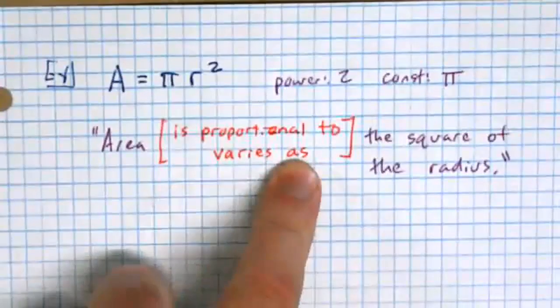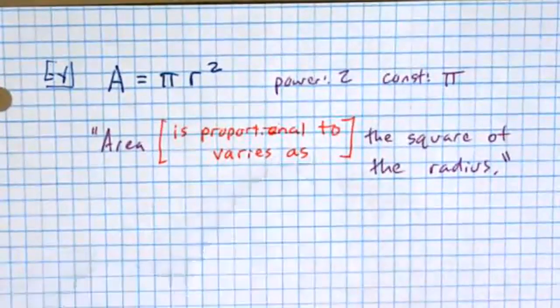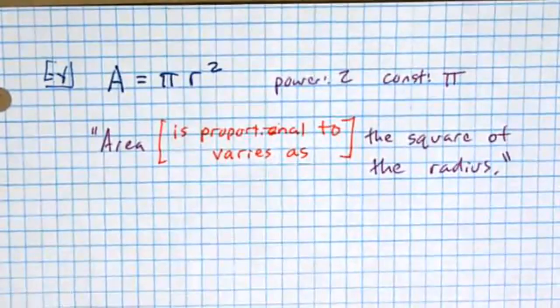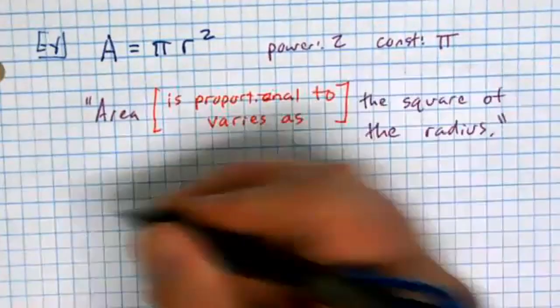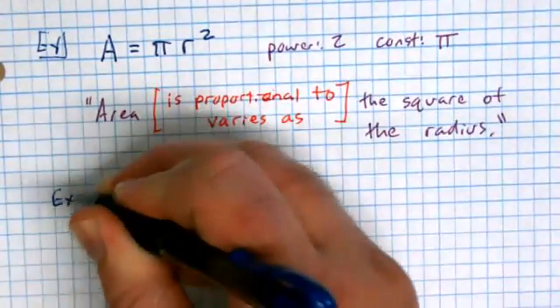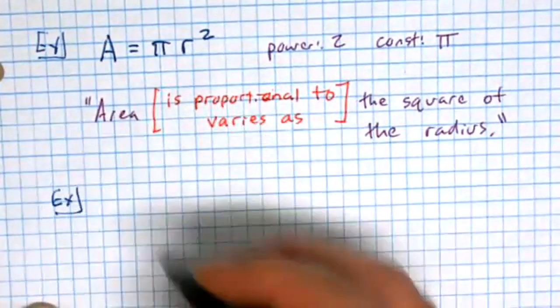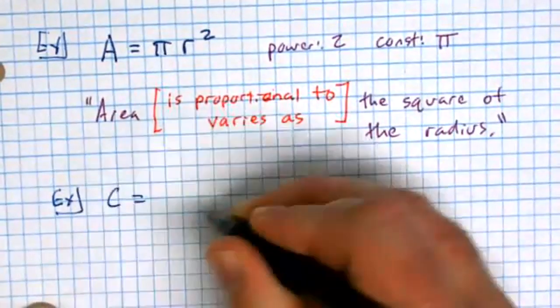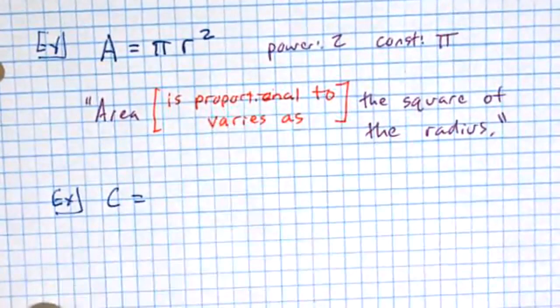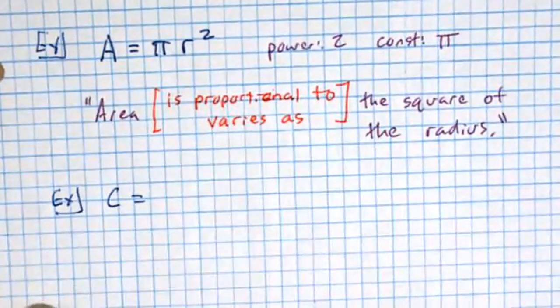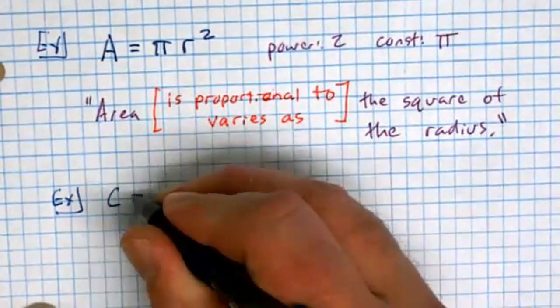So varies as would be the cheaper way to go if you were trying to put this in an advertisement for some reason. All right, let's do another one. Let's stick with the theme of circles here. C equals, probably finish this one. For a circle, circumference equals.